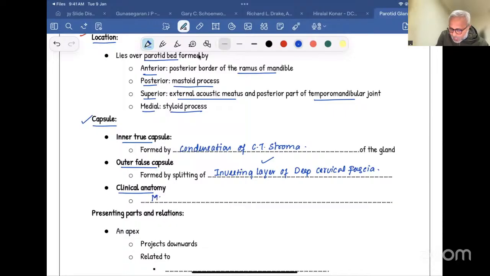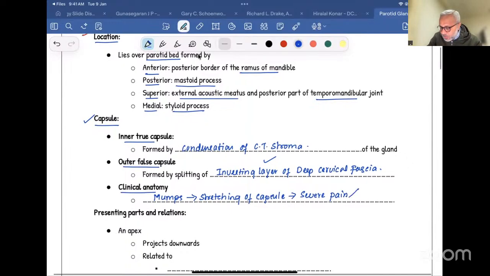Whenever we have enlargement of the parotid, especially in children, it's due to a viral infection referred to as mumps. This results in stretching of the capsule, and this stretching of the capsule will result in severe pain, right? Now, in your exam, what they ask is, what is the anatomical basis for this severe pain? There are two causes, remember. One is the tough, unyielding nature of the capsule.